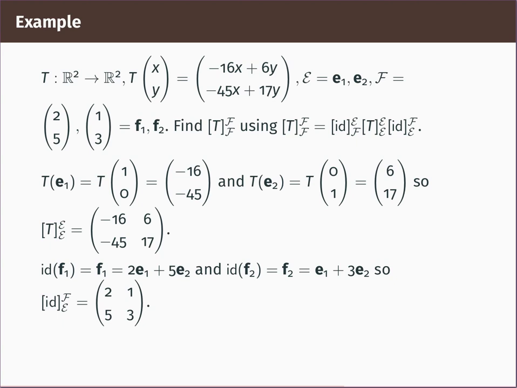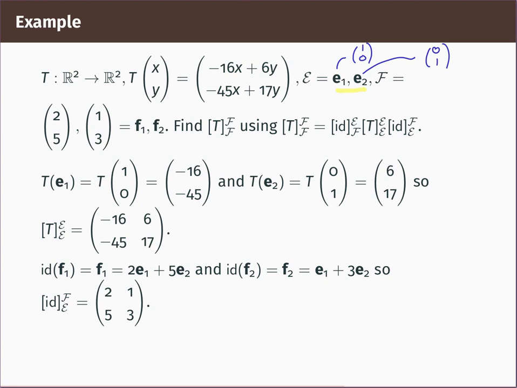We will take curly E to be the standard basis of R squared. You'll remember that what that means is that E1 is the vector (1, 0), and E2 is the vector (0, 1). And we'll take curly F to be the basis (2, 5) and (1, 3) of R squared. You can check if you like that that really is a basis of R squared. It's linearly independent and it is a spanning sequence.